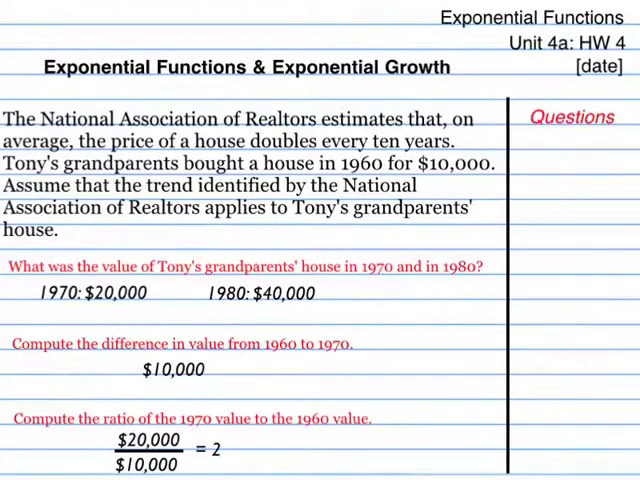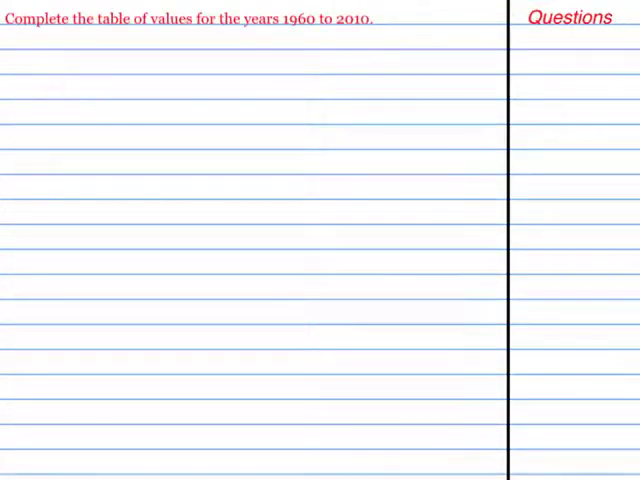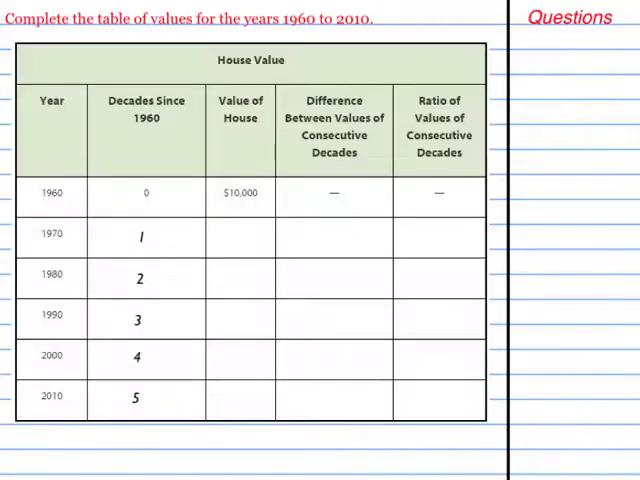I'm going to show you what all these ratios and differences mean. So we want to complete a table of values for the year 1960 to the year 2010. Here I've got it set up. I've got my years going by decades, and then here I'm going to set up the decades since 1960. So 1960 would be a 0, 1970 would be 1 decade, 1980 2 decades, and so on. Now we know the house value started at $10,000, and once again we want to fill in the values as we go.